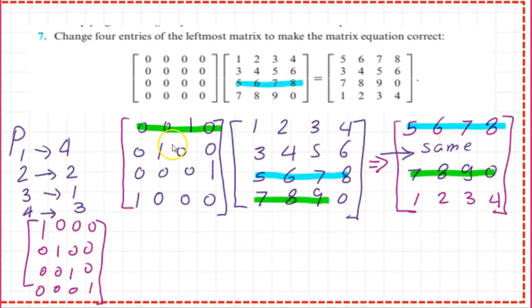This one. When we multiply the first row by the first column, we have 5 here, followed by 6, followed by 7, followed by 8, which is correct. Row 2, same. So we have the same 0, 1, 0, 0. There will be no change. 5, 6, 7, 8, we have already mentioned. So we have 0, 0, 1, 0. When multiplied by the first column, we have 7 here, followed by 8, followed by 9, followed by 0.